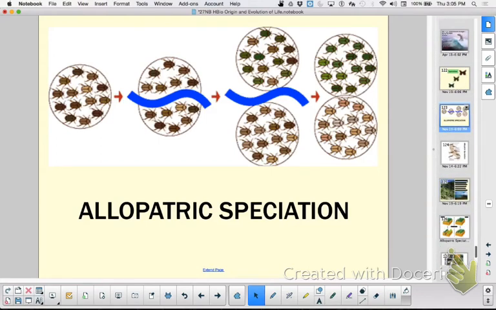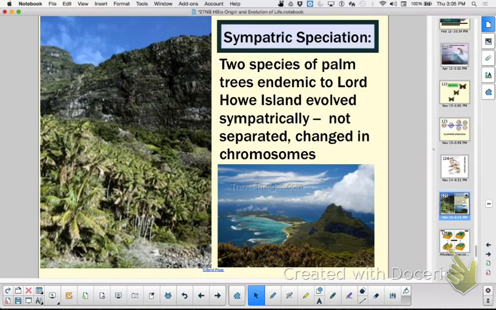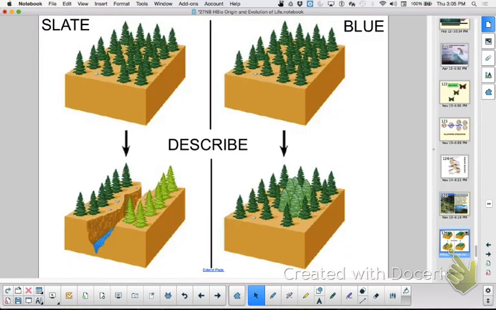Oh wait, here's a salamanders example for allopatric. Sympatric speciation, an example on Lord Howe Island off the coast of Australia. This is where there was just a new species right in the middle of a group of trees, and that probably was due to what? Chromosomes. Exactly. Due to some sort of chromosomal error, so they have these new genes that are different, and they can't mate back with the parent population. Do you remember this picture? So what is this an example of? Why are the trees different on allopatric, and this would be sympatric?